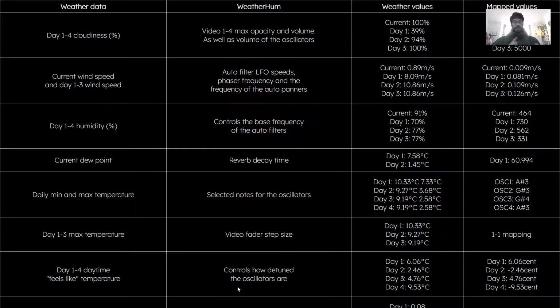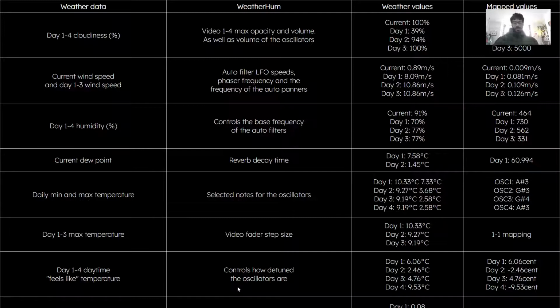Current dew point, which is in degrees Celsius, so that's the temperature at which dew forms, I think. So I've mapped that using a scaling function to between 0 and 100, and that's going to control the reverb decay time. So I wanted really long decay times to get that really washy ambient sound.